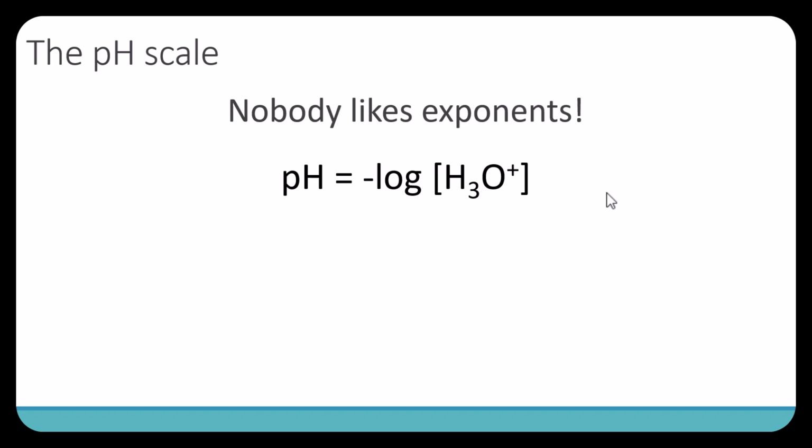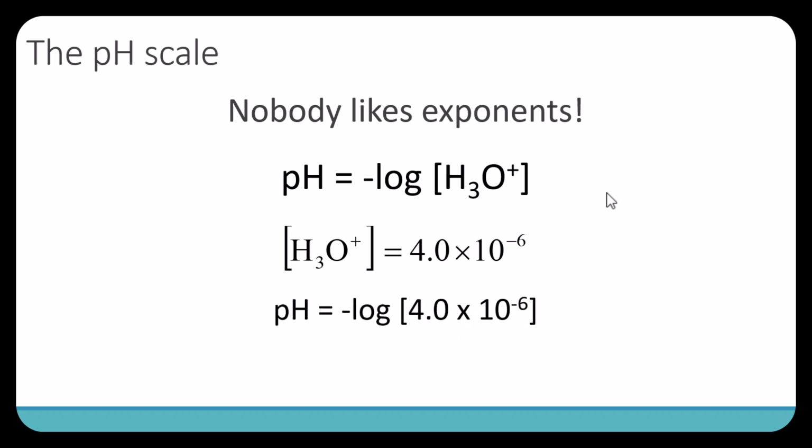If we're given the hydronium ion concentration, we can simply type into our calculators negative log and then the number. So let's do that: negative log of 4.0 times 10 to the negative 6. When we hit equals, we get a number that is much more user-friendly: 5.38. A pH of 5.38 is not only a relatively easy number to deal with, it also means something to me. That's a pretty low pH. I know it's going to have some acidic value to it.